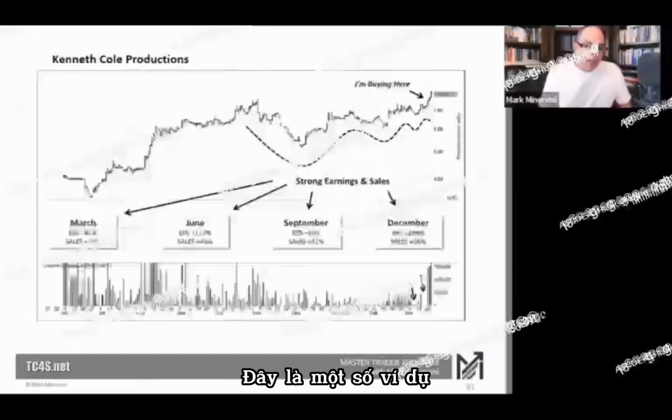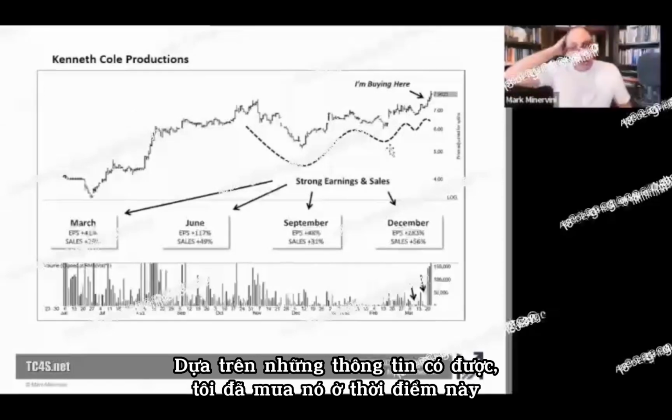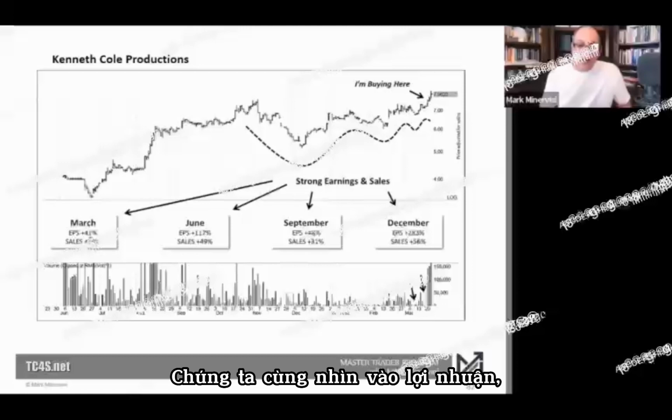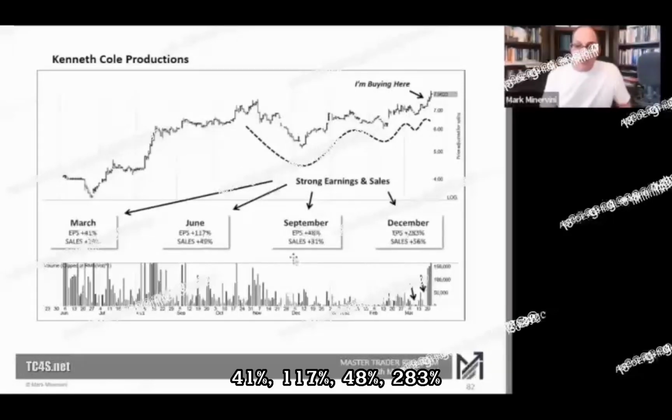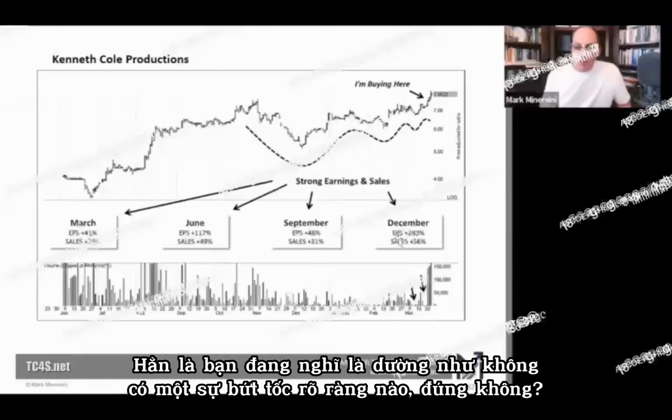Just bringing up a few here. Matter of fact, I'm going to bypass this. This is one that I bought right here, coming out of a nice big base here. The earnings, if you can see here, take a look at these earnings: 41%, 117, 48, 283. So you might say, well, that's not accelerating perfectly, right? Or even the sales.